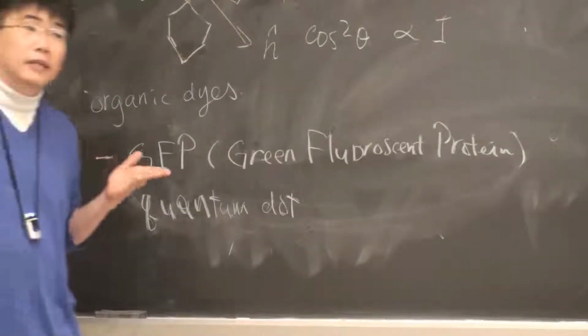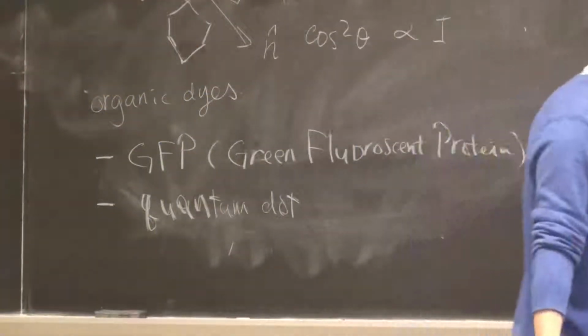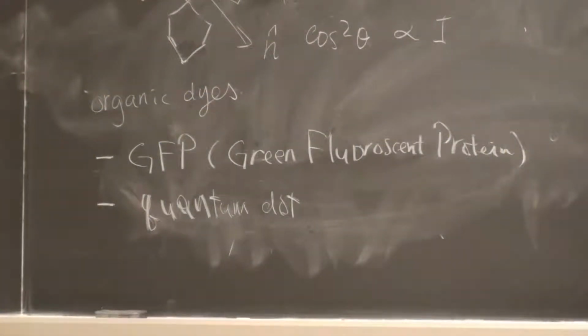GFP is a protein discovered in some species of jellyfish. What's nice about this is that because it's a protein, you can encode that information into DNA. And if you then put that piece of DNA in front of a gene of interest in your chromosome, then you can see the fluorescence whenever that protein is made. And you can also see where that protein is inside the cell. So you can do a lot of cool experiments. This really revolutionized biological studies.